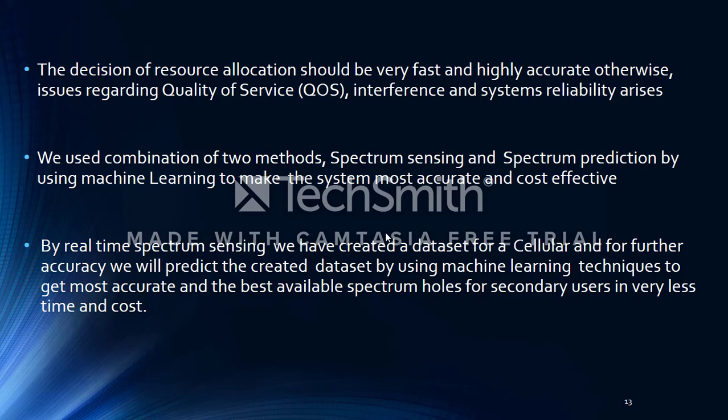We use a combination of two methods, spectrum sensing and spectrum prediction by using machine learning, to make the system more accurate and cost effective. By real-time spectrum sensing, we have created a dataset for a cellular network, and for further accuracy, we will predict on the created dataset by using machine learning techniques to get the most accurate and best available spectrum holes for secondary users in very little time and cost.